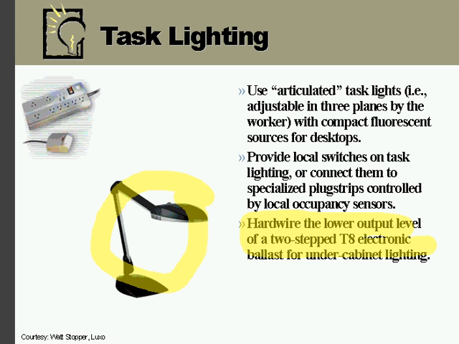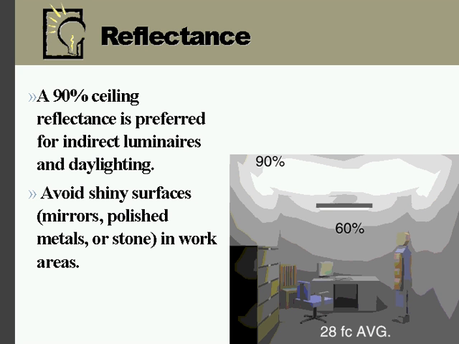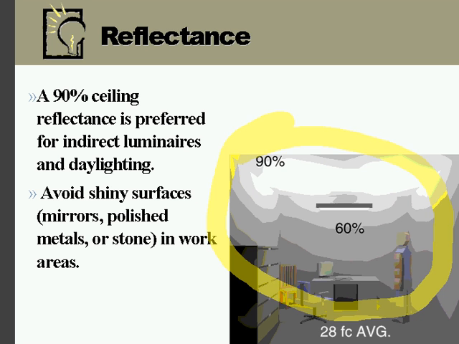If we can reduce that light output, we're going to reduce the energy. It's going to be more comfortable to the user who's sitting in the space. Of course, we talked about reflectances. This picture just shows you a little example of a very high reflective ceiling and a high reflective wall. In this example, at the bottom of it, it's showing you 28 foot candles.